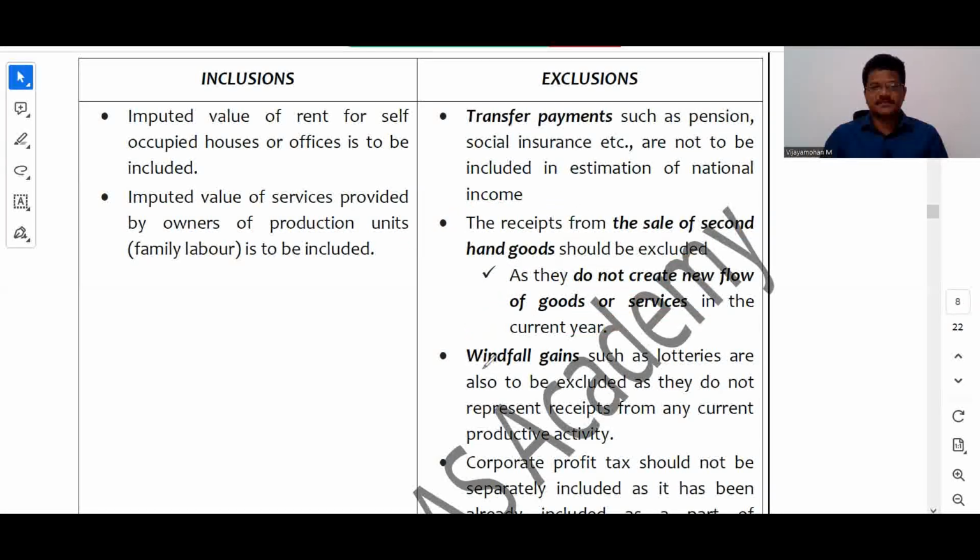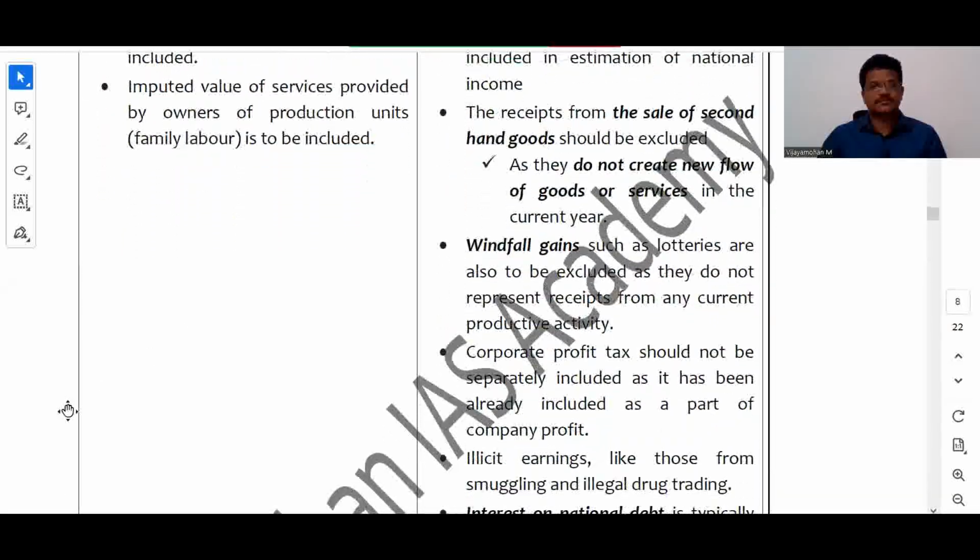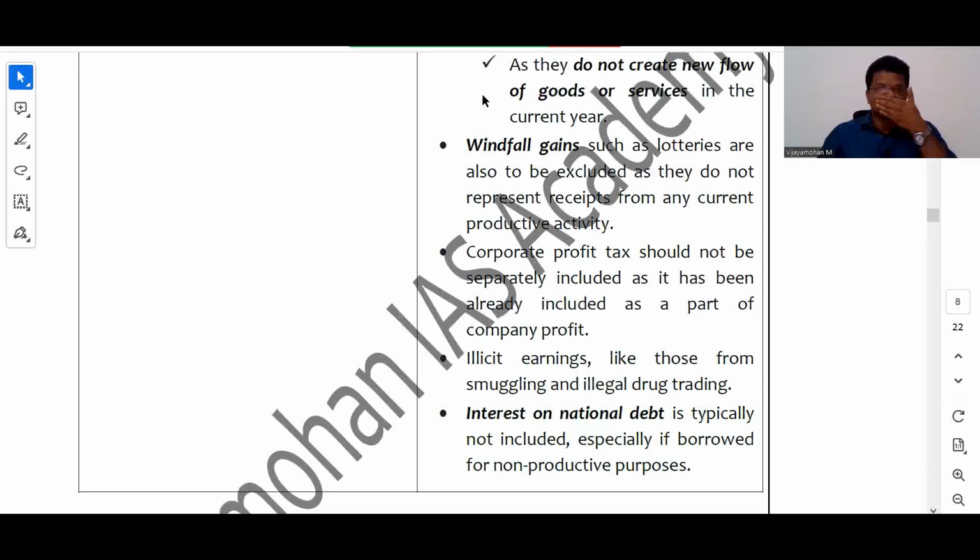And windfall gains such as lotteries are also to be excluded as they do not represent receipts from any current productive activity. So these windfall gains, that is, what comes from a lottery, or income that comes from a lottery, right, such things we should not add. You need to exclude, right?